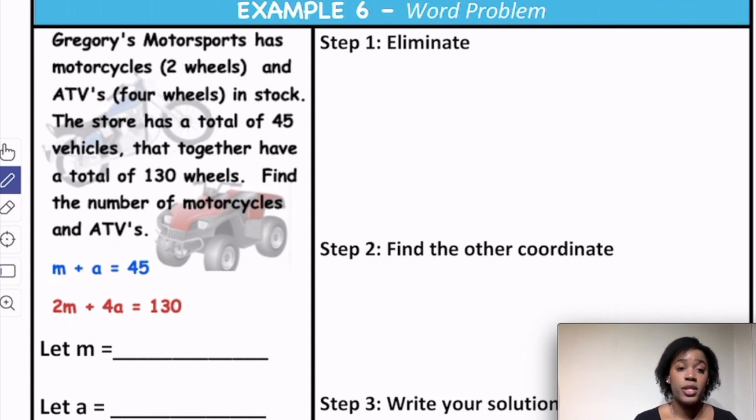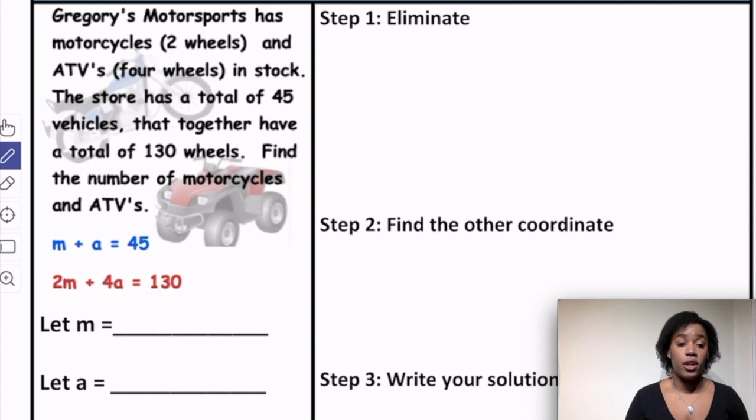Gregory's Motorsports has motorcycles and ATVs in stock. The store has a total of 45 vehicles that together have a total of 130 wheels. Find the number of motorcycles and the number of ATVs. So since we're looking at a word problem, and fortunately we're given the equations in the system that'll help us solve for our unknown variables, we first just need to define our variables so that we know what we're solving for. So we already know we're going to be looking for M and we're going to be looking for A.